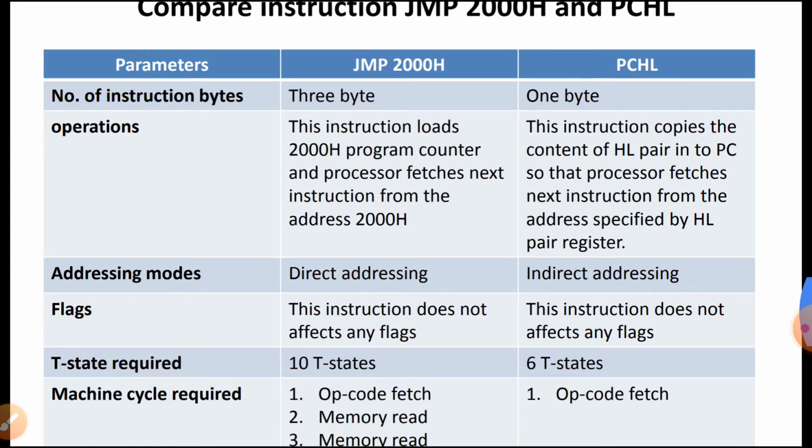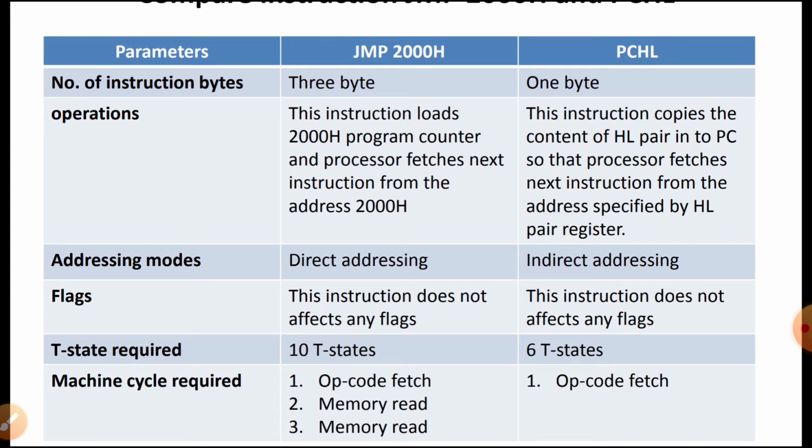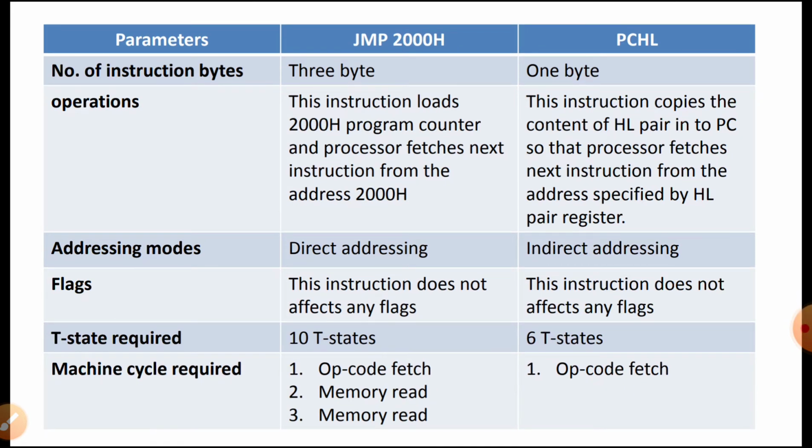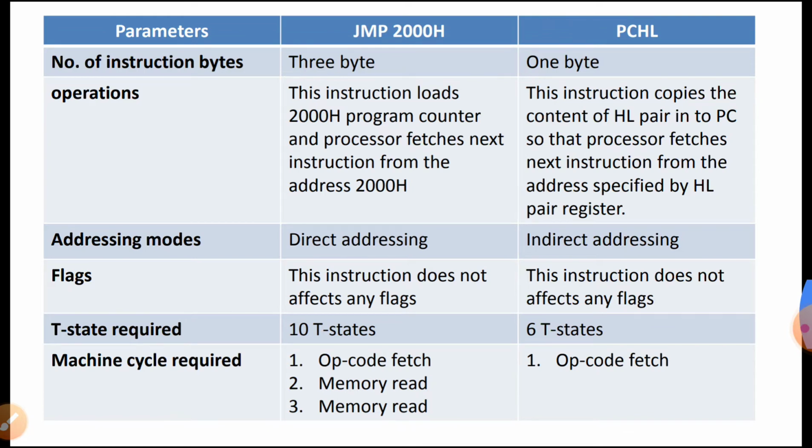So the processor fetches the next instruction from the address which is specified in the HL pair. Whatever is the content of the HL pair, that will be copied into the program counter. So it depends on the content of the HL pair; whatever it is, that memory address will be fetched next time. Jump instruction is direct addressing, PCHL is indirect addressing.